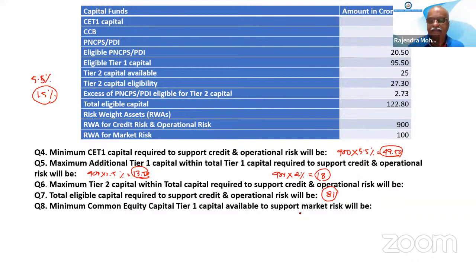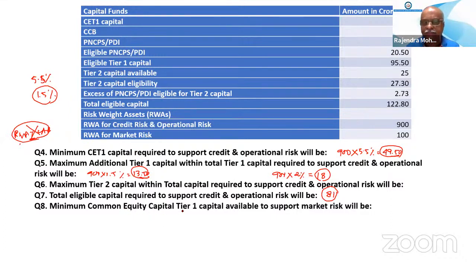Here the trick is that this is a trick question. You cannot see market risk capital. We know that market risk capital is not calculated as RWA into CAR. This is not the way to calculate. Only credit risk is calculated as RWA into CAR. So this will not be the thing. Market risk is calculated differently, so here the question is a tricky one.